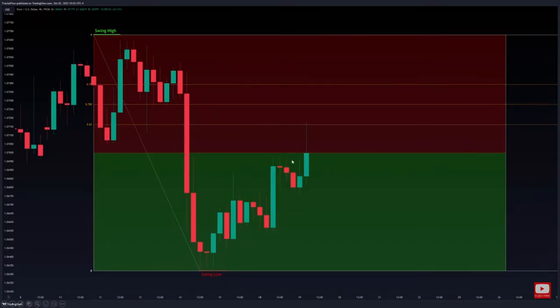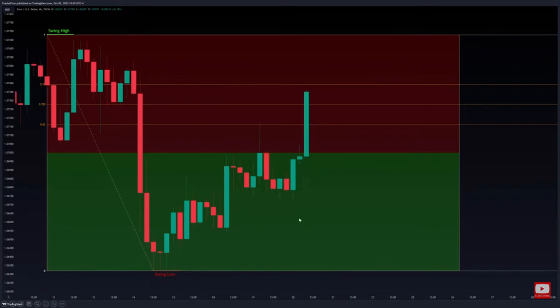Although you can use this as an entry, keep in mind that the higher into premium you get, the greater the risk-reward ratio you will extract from the trade. In this next chart, we can see that price reacts a little to the downside, but then returns back up to the OTE, closing above the midpoint, but still below the 0.79 level.